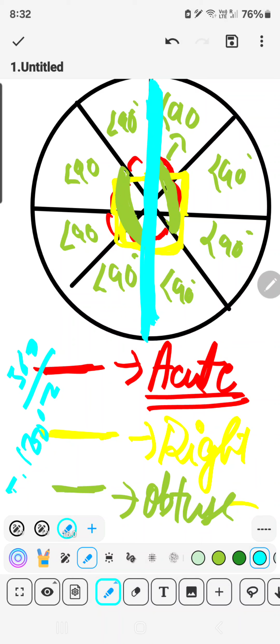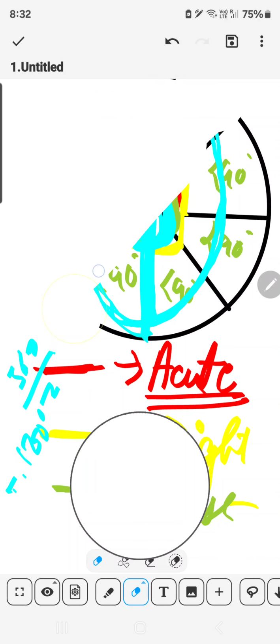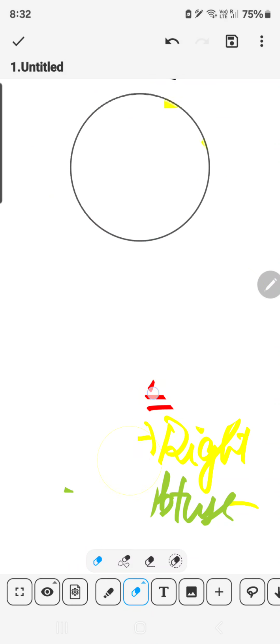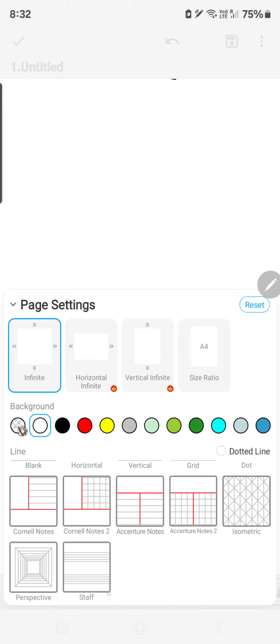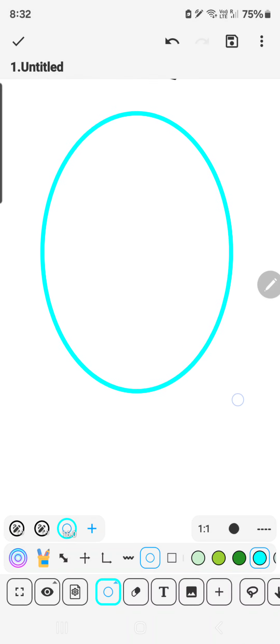Reflex angle is this. Okay. From here till here, this blue line across the circle is your reflex angle. This angle is the reflex angle. Clear? I'll show you the reflex angle more clearly, because it got confusing. Reflex angle, see.